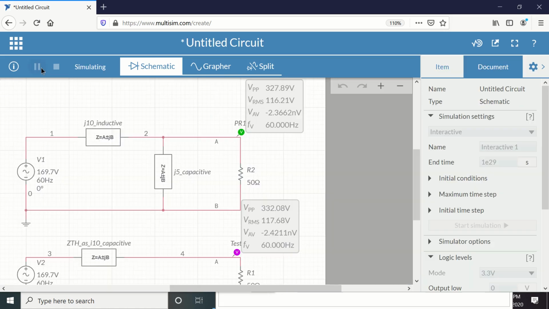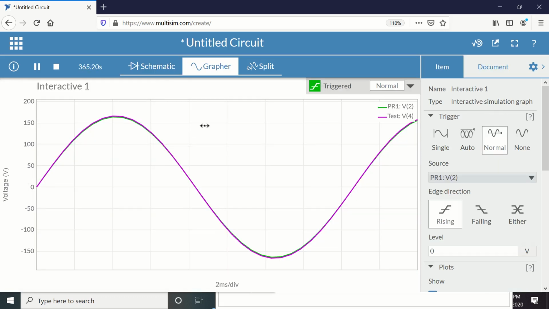When we run this circuit, we see the RMS voltages are pretty close to each other at 116 and about 118 respectively. If we were to graph it, we see they're almost identical. You may be able to just see a tinge of green.